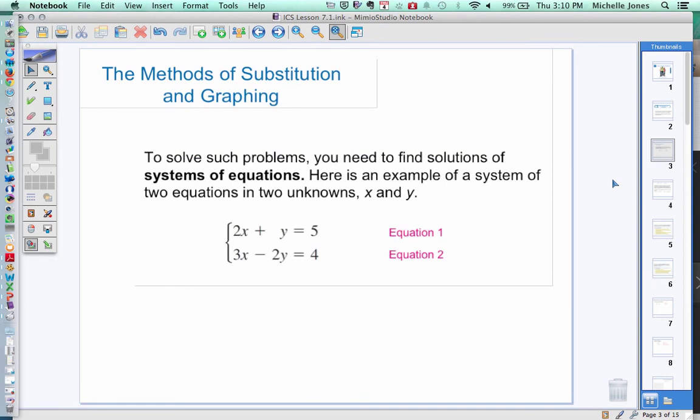So today we're going to look at substitution and graphing. We're going to start with two equations. So to solve such problems, you need to find solutions of the system of equations. So you've got two equations, so it's a system. In the first equation, we have 2x plus y equals 5. And in the second equation, we have 3x minus 2y equals 4. Please don't feel like you have to write everything down. But if I talk too fast and you need to write something down, just hit the pause button.